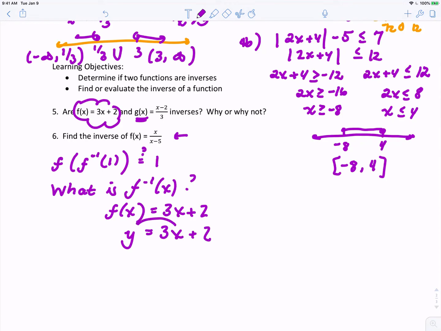And in the inverse process, x and y change places. So we would have this. And then what we would do is we would solve for y. So we'll subtract 2 and divide by 3. And that gives us y. And that's exactly what we have here. So the answer is yes.